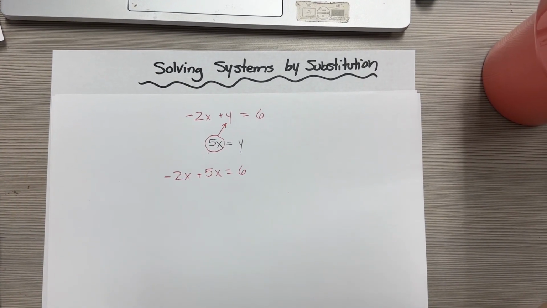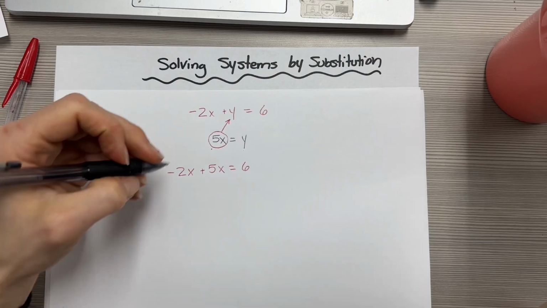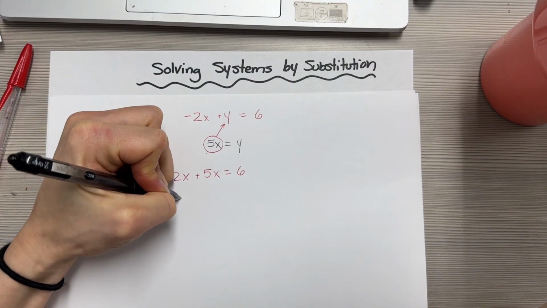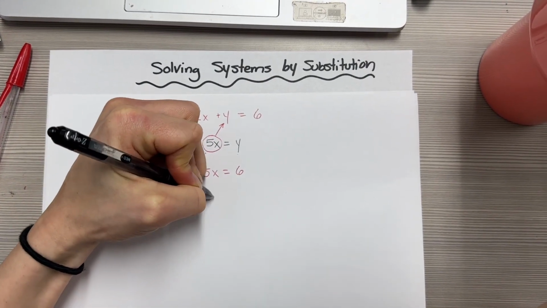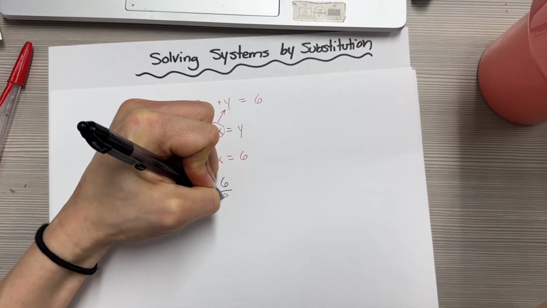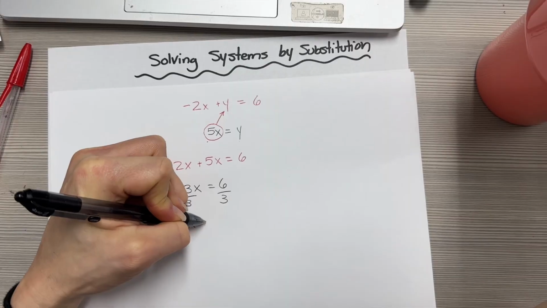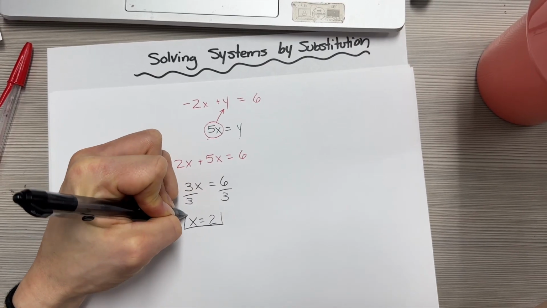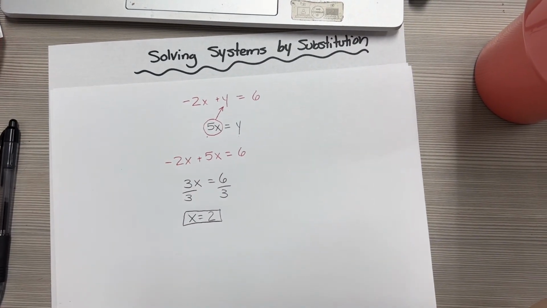From here, we just combine our like terms. So negative 2x plus 5x will give me 3x is equal to 6. We then just need to divide by 3 on both sides, and we find that x is equal to 2. We are not done yet. We still need to find the y value.